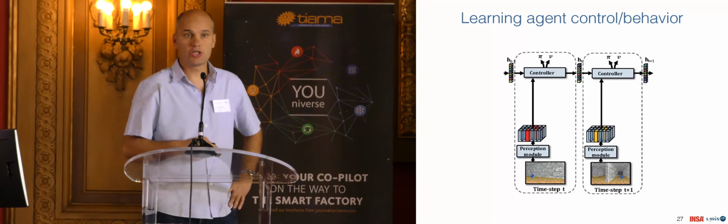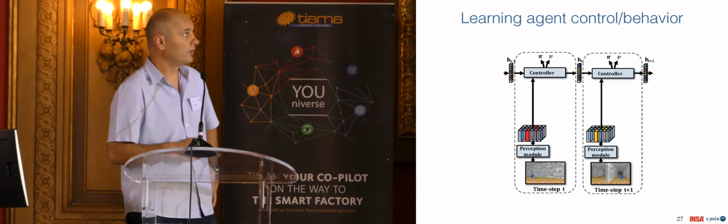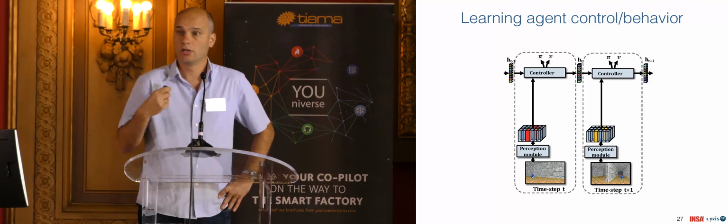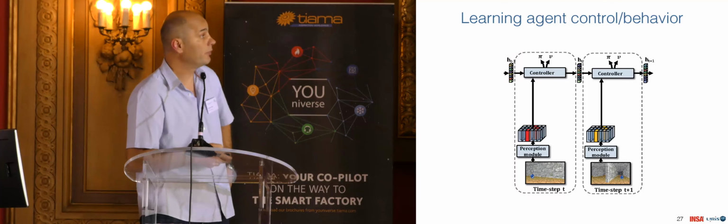So how does a traditional deep reinforcement learning method work? These are the kind of models which are used by DeepMind, OpenAI. They have worked a long time on these.